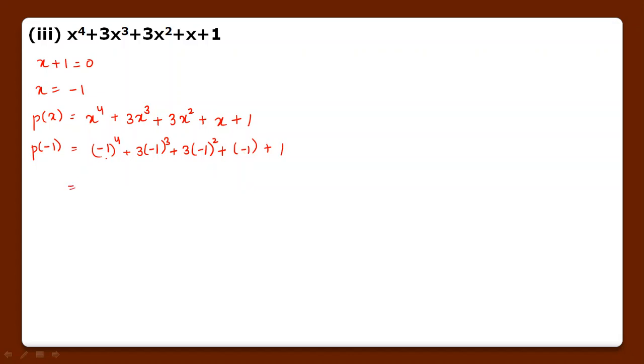Here power is an even number, so plus 1. Minus 1 cube is minus 1 and when it will be multiplied by 3 we'll get minus 3 here. Minus 1 square is 1. 3 into 1, 3. Minus 1 plus 1. This is positive and this is negative. So 3 plus 1 plus 1, 5. Minus 3 and minus 1, that is minus 4, which is equal to 1. No, x plus 1 is not a factor of px here.